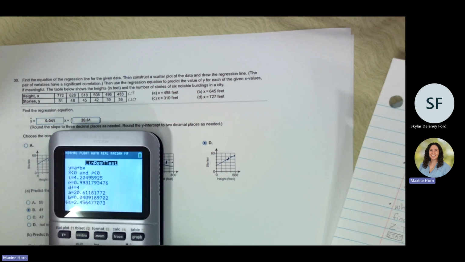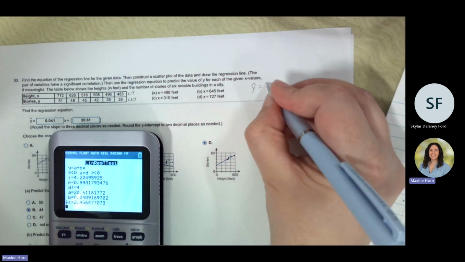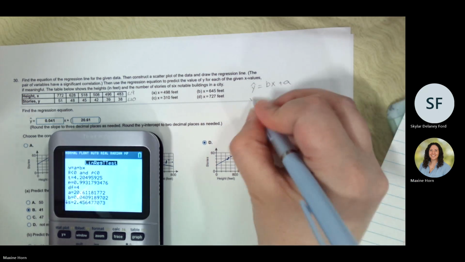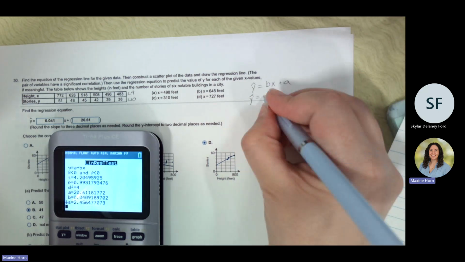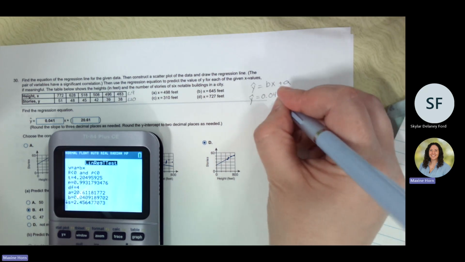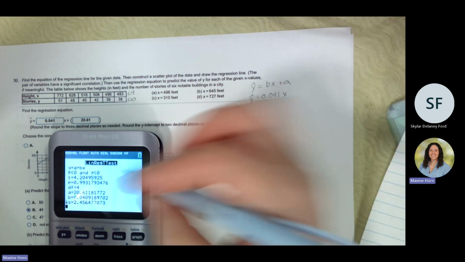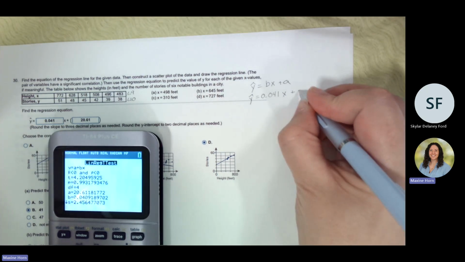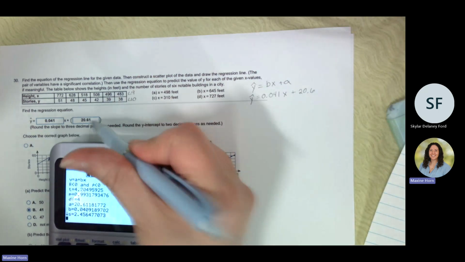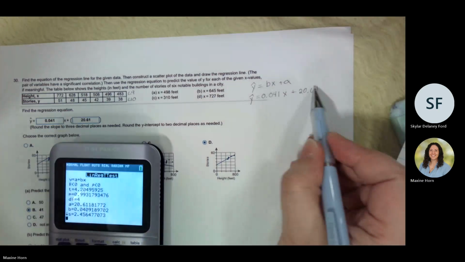Okay, so we have y hat equals bx plus a. So we have 0.041, right? Are we going 3 decimals? Yeah, we're going 3 decimals. X, and then my a value is a positive, so I can write plus 20.612. Okay, they just want 2 decimals, and so 20.61. Okay, great.